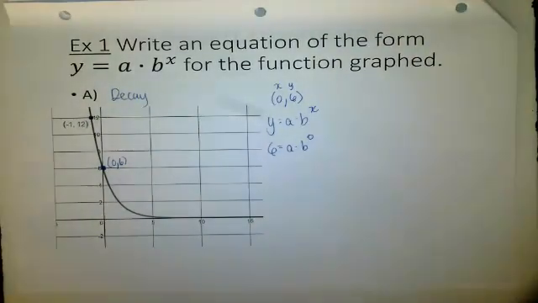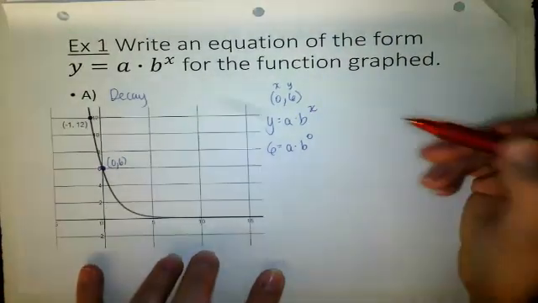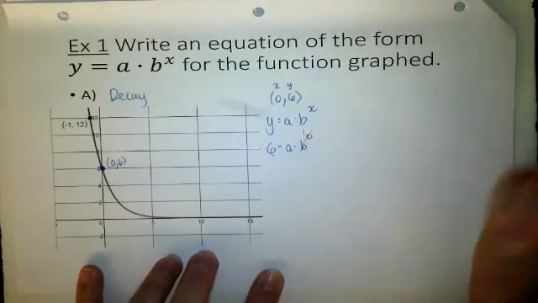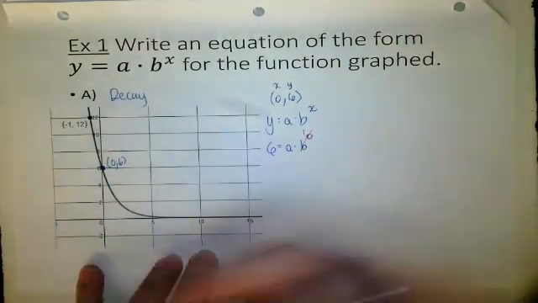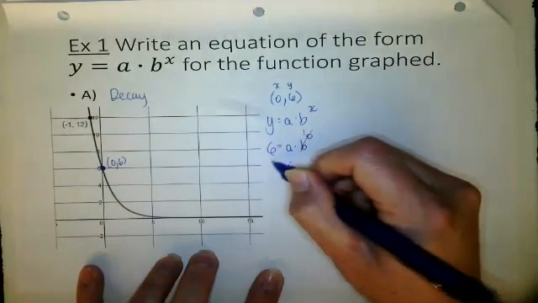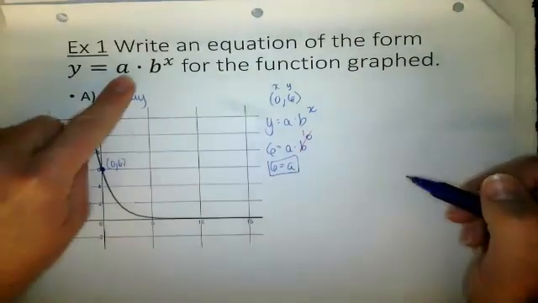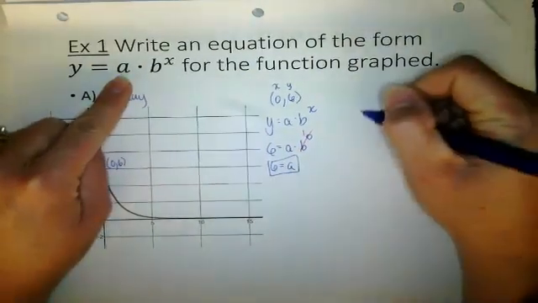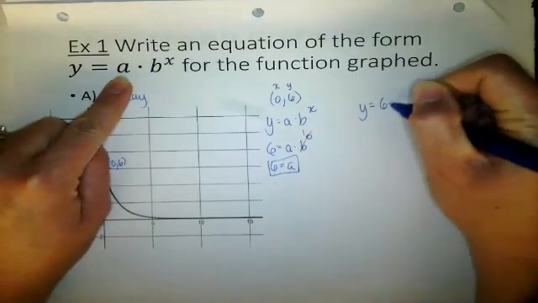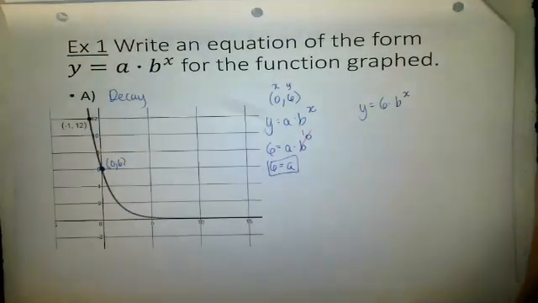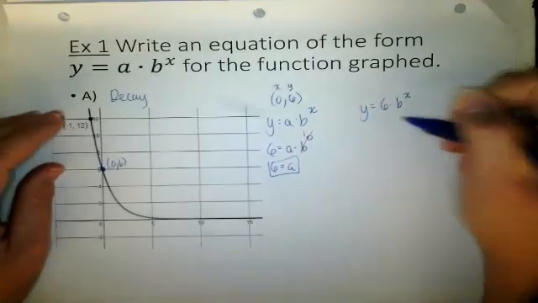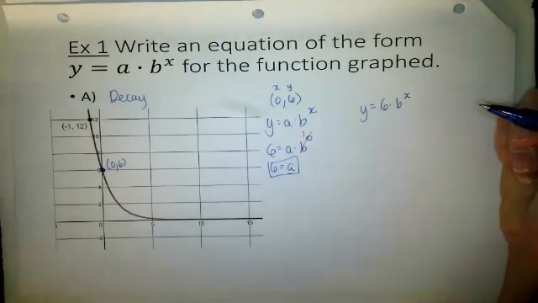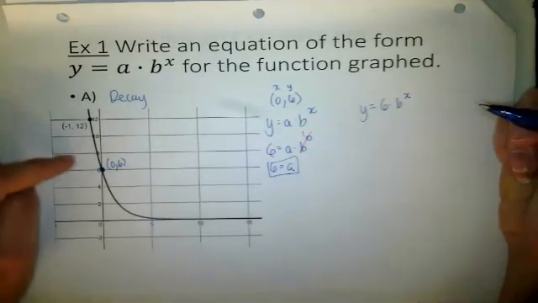Well, what is b to the power 0? 1, yeah. And so we're left with a equals 6. Well, that was pretty easy. So I'm going to take that and plug it right back into my function. So I have y equals 6 times b to the x. Now what do you suppose I need to do? I've got to figure out the b.